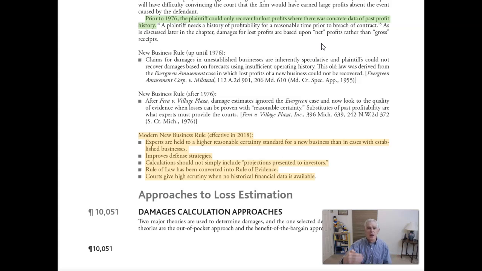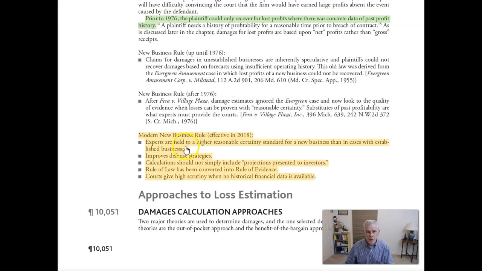So there have been a couple of what they call new business rules over the past. There are two older ones here, up until 76 and after 76, and then the modern new business rule effective in 2018. What this is saying is that it's a new business and you don't have much background to go on. So you need to try to predict the future with not much history to go on, but your predictions will be looked at very, very closely.